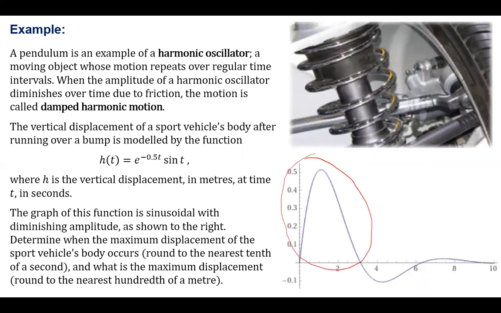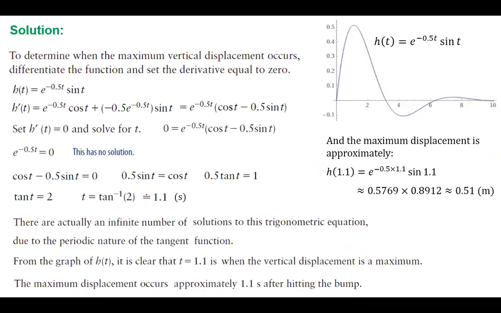In other words, you should find the first time the first derivative of this function equals 0. That's the point where h reaches its maximum, right? Okay, so following this logic, let's have a look at the solution of this question. To determine when the maximum vertical displacement occurs, we can differentiate the function and set the derivative equal to 0.